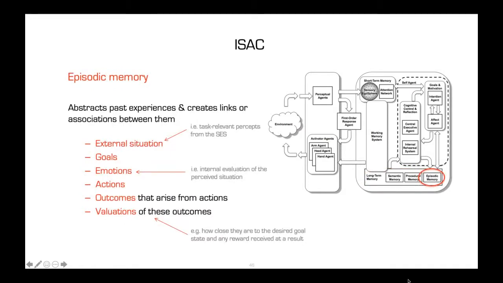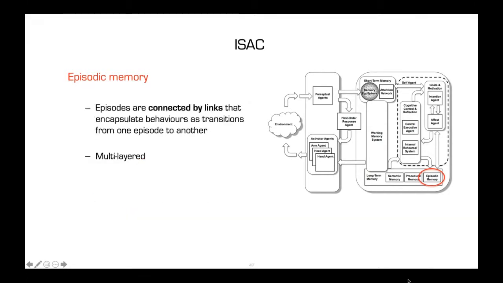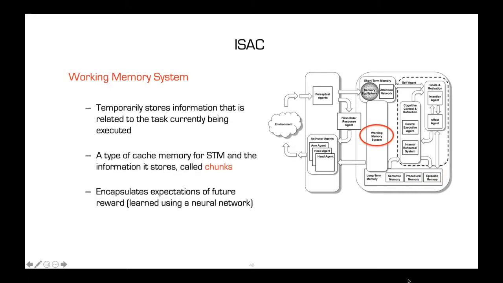Your episodic memory turns out to be extremely important. It's effectively your experience as an agent as you experience the world, and you use these experiences in order to predict the future so that you can act effectively in the world. So it comprises many different things like your emotions, the outcomes of your actions, the actions themselves, and also some valuation of those actions, whether they were good or bad, or whether you'd like to see that happen again. And they are linked together in Isaac, forming a network of them, and it's a multi-layered network.